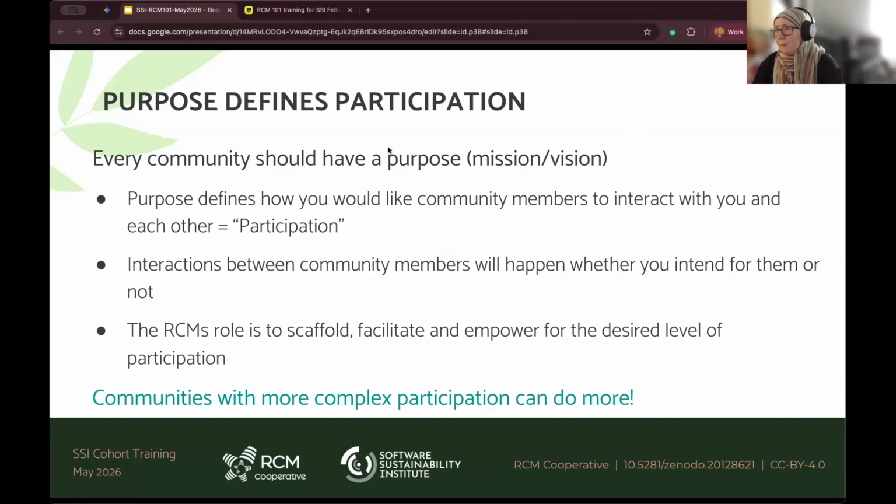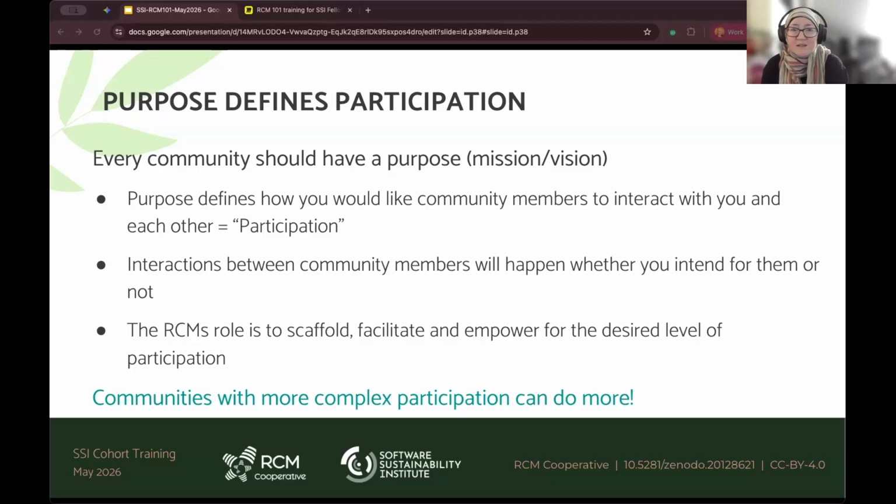So if we think about communities, they have or should have a purpose, sometimes called a mission or a vision. Hopefully this is something that has been developed with the community or with the initial community group, which can be a few people that then expands into a much bigger community. And this purpose really does define how you want your community members to interact with you and with each other. So it defines the participation that you want to achieve within your community.